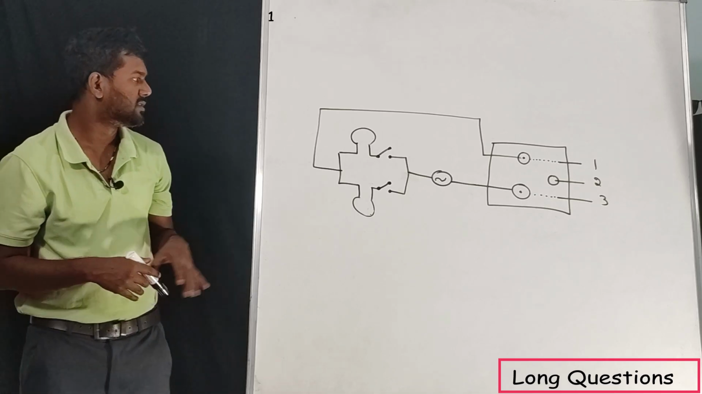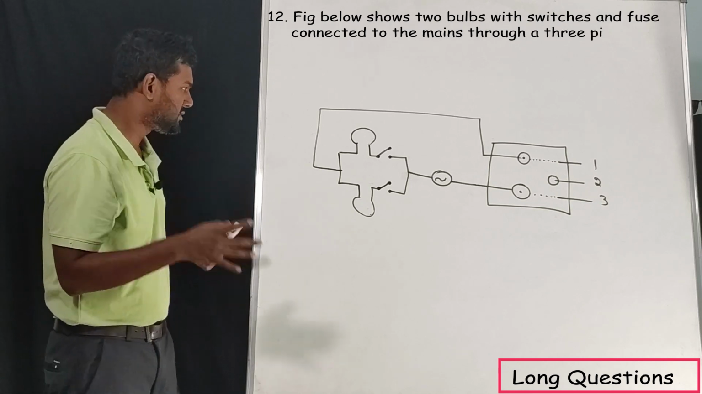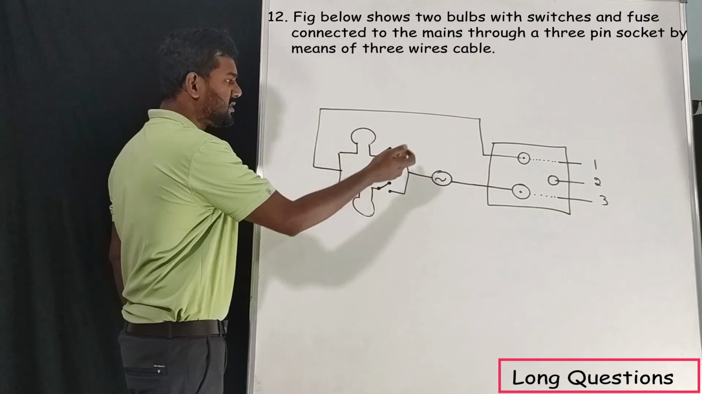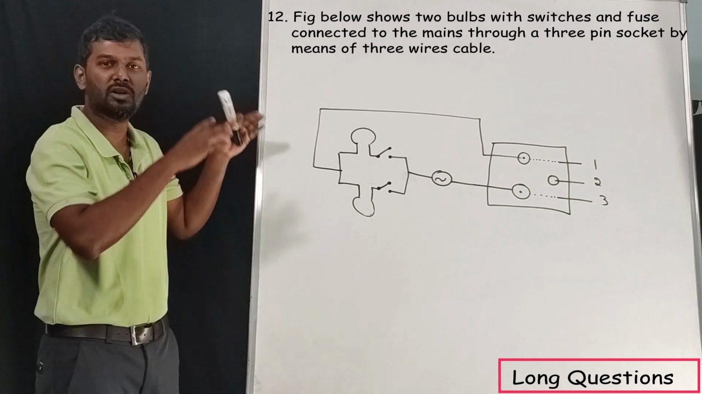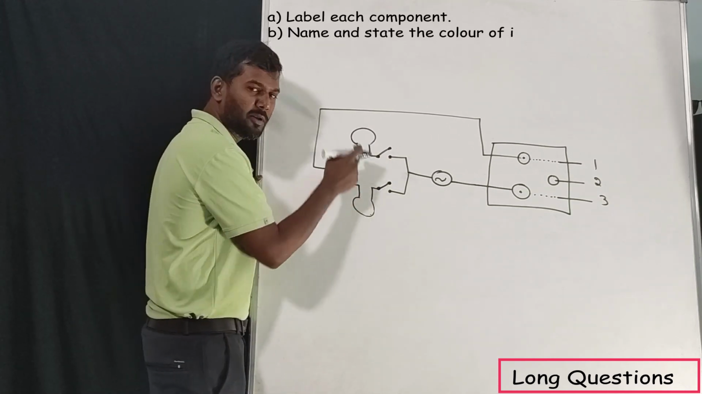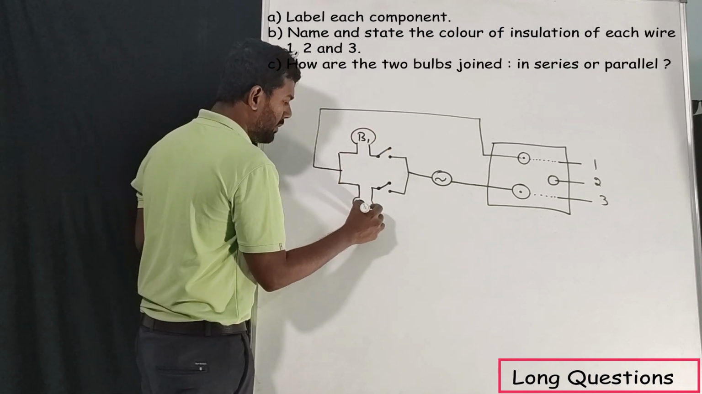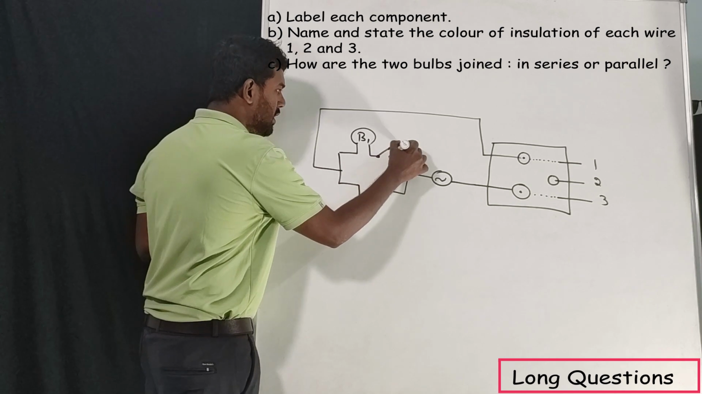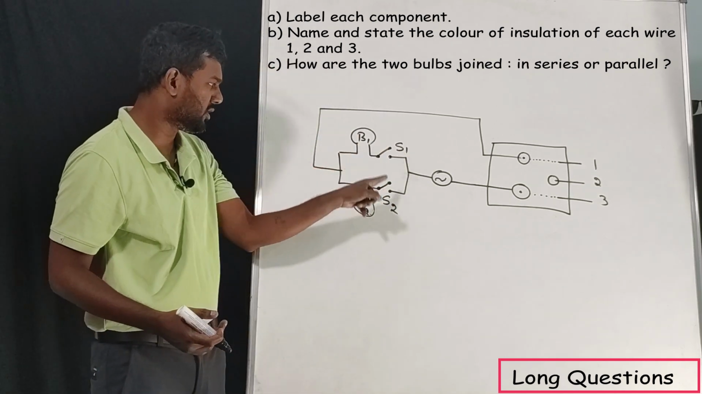Our last question. See, this is a diagram based question, and if you know the concept, we can easily answer it. See, bulbs, switches, a fuse and a socket are given. So first thing we need to label the components. Labeling is nothing but how many bulbs we have. We have 2 bulbs, so B1 and B2. We have 2 switches, so S1, S2. You can make this S2 and this S1.